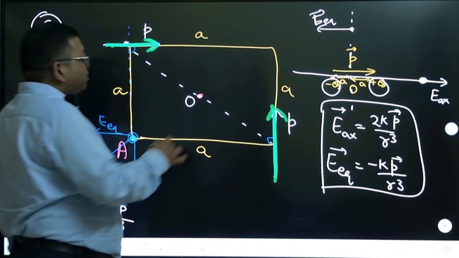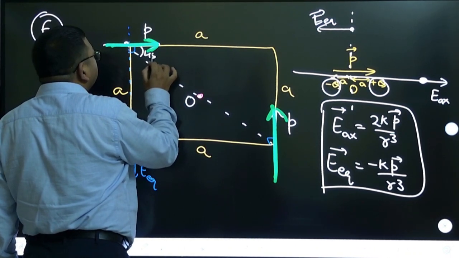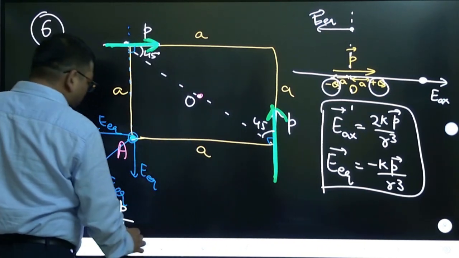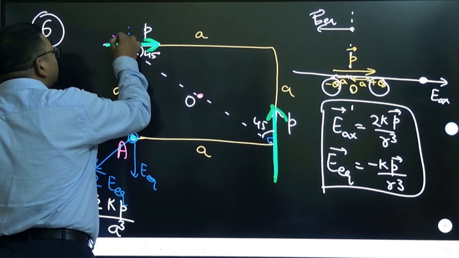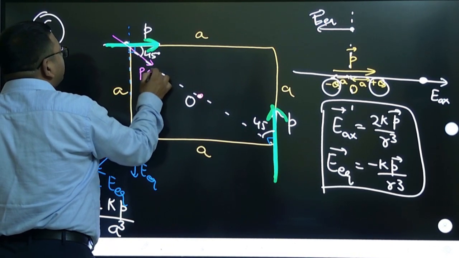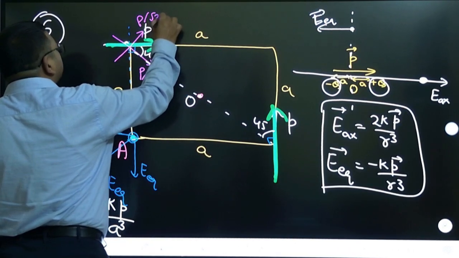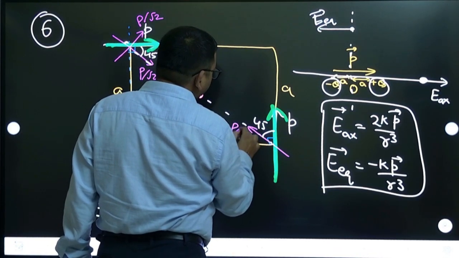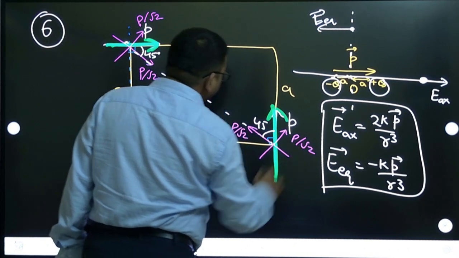Okay. Now what about here? Note that this angle is 45 degrees, because it is a square, right? 45 degrees. So what you need to do is resolve it into components in this direction. In this direction, its component is p by root 2, p cos 45 degrees, and this direction also p by root 2. Similarly, here also this component is p by root 2, and this component is p by root 2.